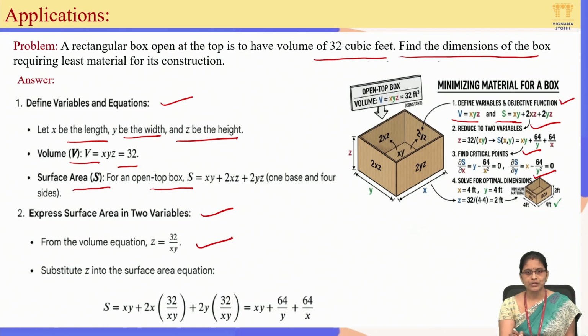From the volume equation, V is equal to XYZ, which is equal to 32. From this equation, we get Z is equal to 32 by XY. Next, substitute Z into the surface equation. We get S is equal to XY plus 2x into, in place of Z, 32 by XY, plus 2y into, again in place of Z, 32 by XY. We get XY plus 64 by Y plus 64 by X.